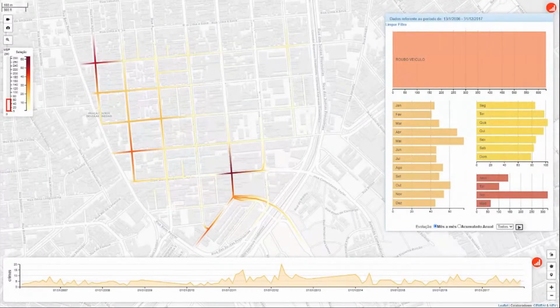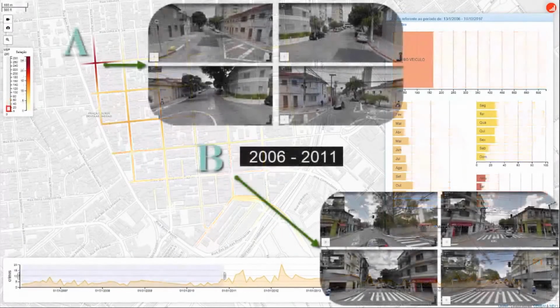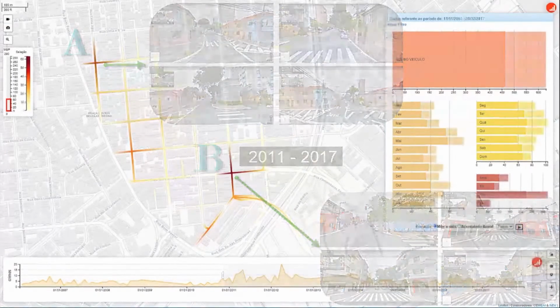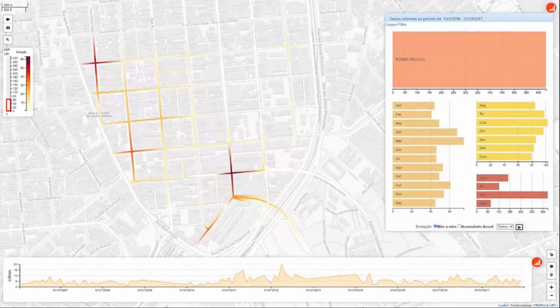We use Google Street View to figure out the reasons. Looking at photos from A and B until 2011, notice the parking area is in A and not in B. Nevertheless, when we look at the photos from 2011, it's evident there is a change in horizontal signage in A and the implementation of a parking area in B. Thus, the results suggest a risk of robbery was linked to the streets with more potential usage of parking areas.